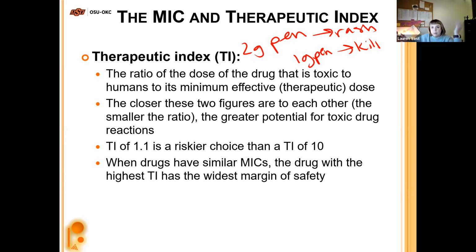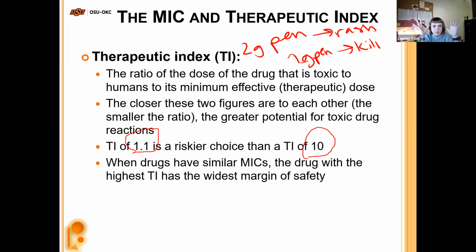So you might be able to treat that person because you're below that therapeutic index there. Like the closer you get to 1, like if this was 2 grams, that is a 1-to-1 ratio. 2 to 2 is 1-to-1. It's the same thing when you reduce it down. So the closer these two figures are to each other, the smaller the ratio, the greater potential for toxic drug interactions. So a TI of 1.1 is a riskier choice than a TI of 10. So the closer it gets to 10, the closer it gets to 1.